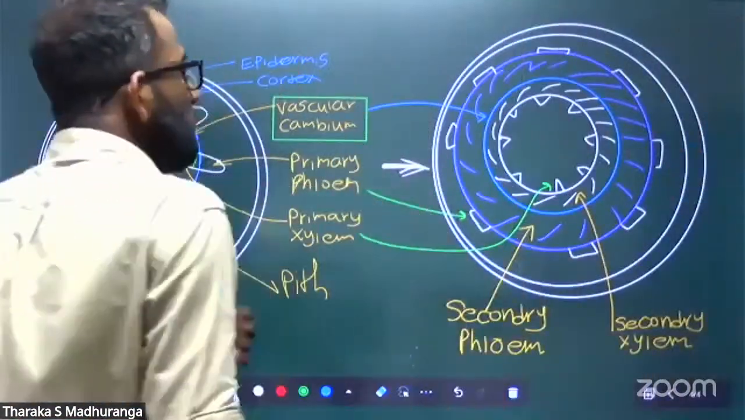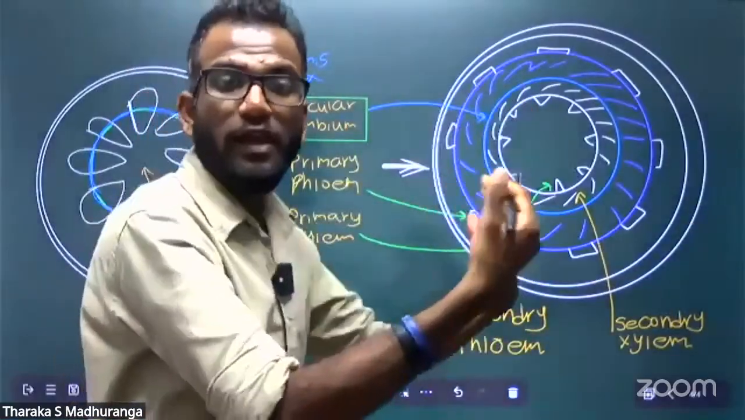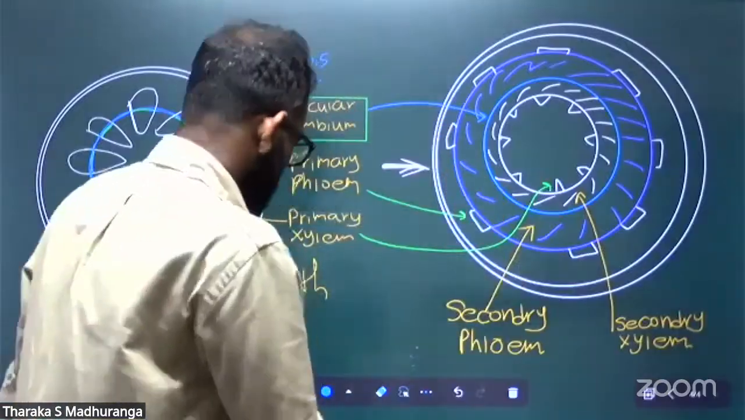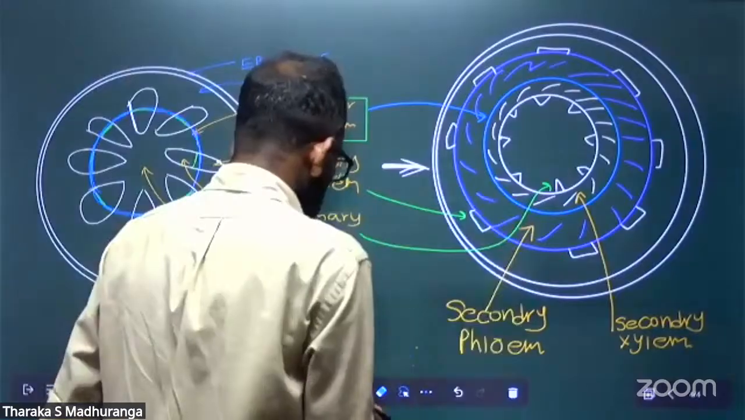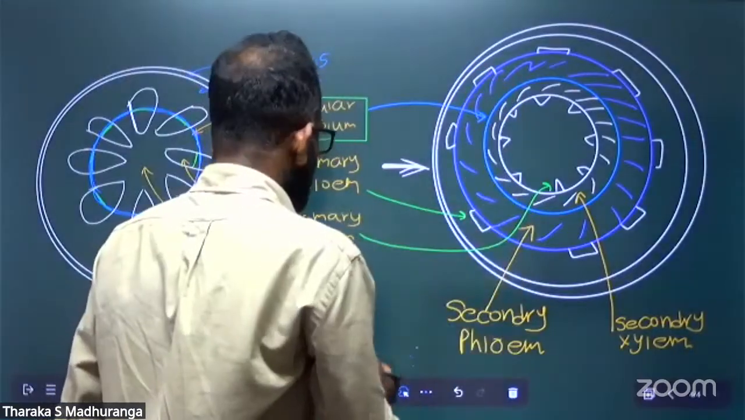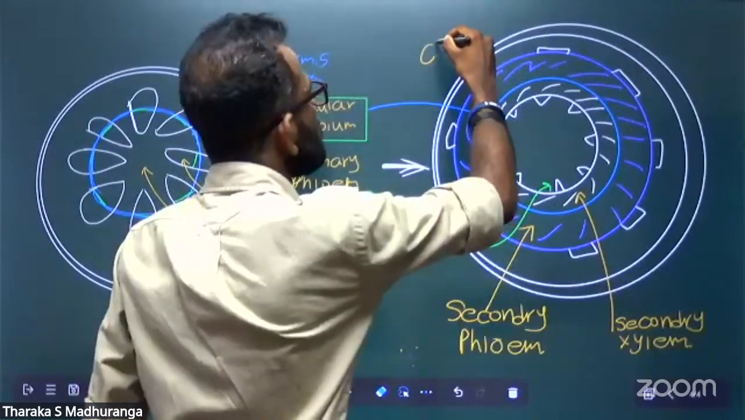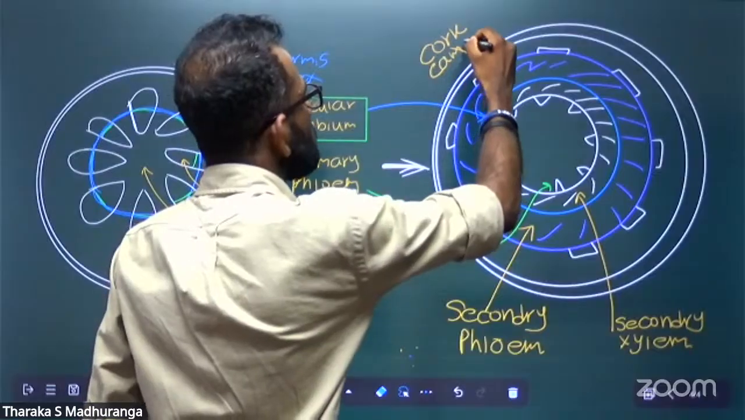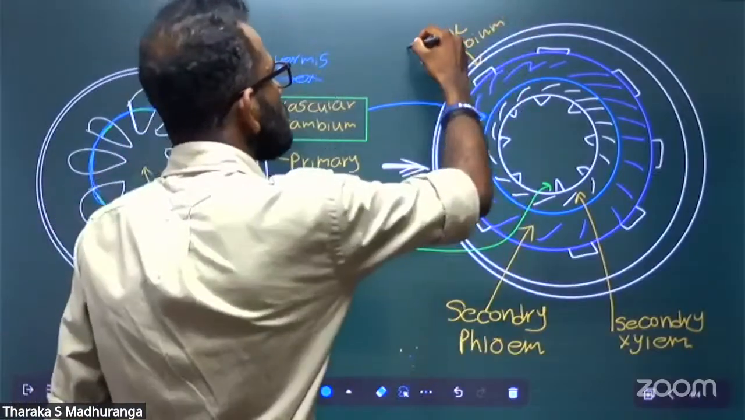After it breaks down, new cells and new tissue are forming here, and new tissue is required for protection. Then it produces a new tissue layer that we call the cork cambium. That is the cork cambium. Okay, very important.